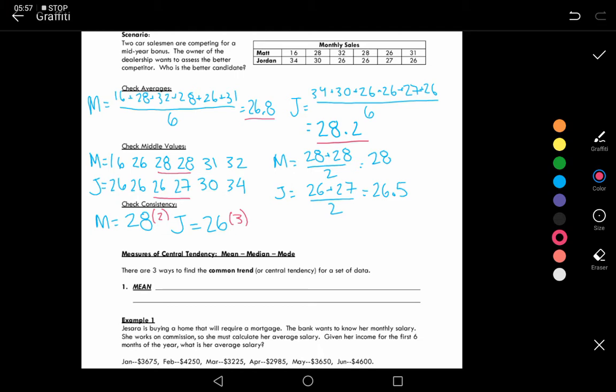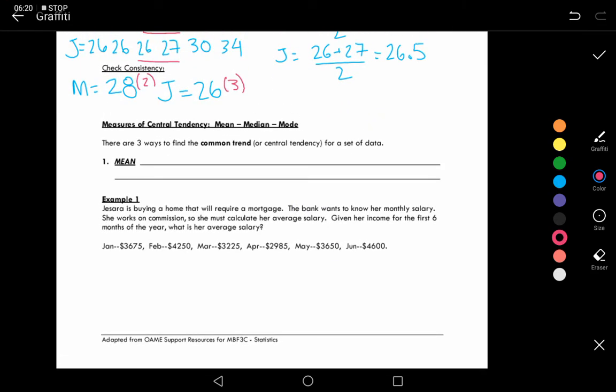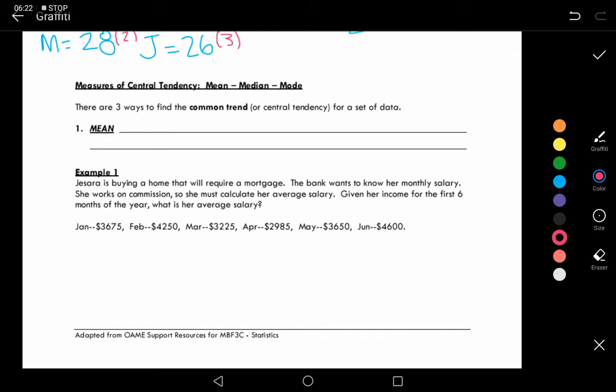Because we can't just look at one measure, right? If we look at averages, we can see that Jordan sells more, right? But Matt's middle value is higher, and Matt typically has a higher consistent number. Okay, so there's a lot of different things we can look at to determine who would be the better candidate here. So what we've actually looked at in this example is these measures of tendency: the mean, median, and mode.